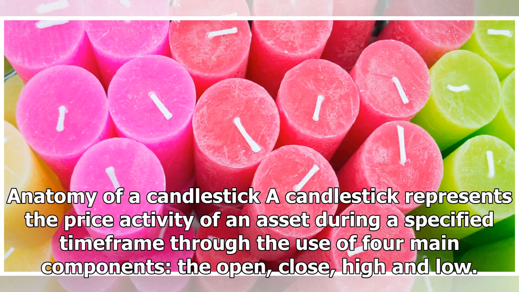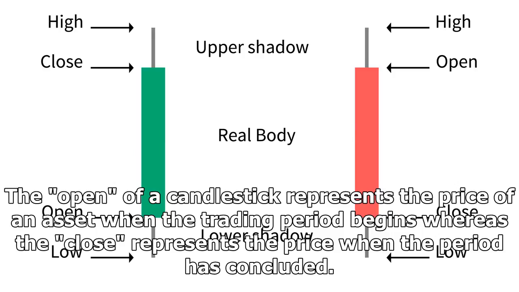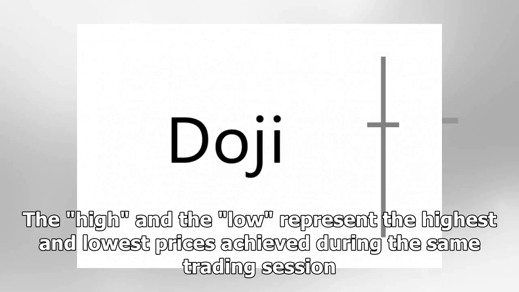Anatomy of a candlestick. A candlestick represents the price activity of an asset during a specified time frame through the use of four main components: the open, close, high and low. The open of a candlestick represents the price of an asset when the trading period begins, whereas the close represents the price when the period has concluded. The high and the low represent the highest and lowest prices achieved during the same trading session.